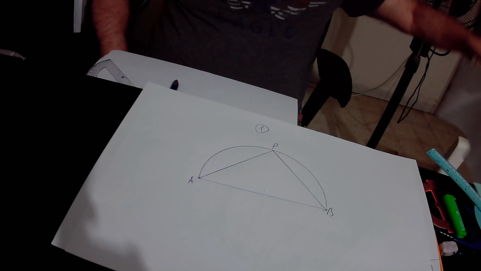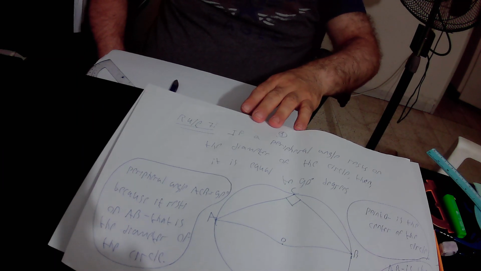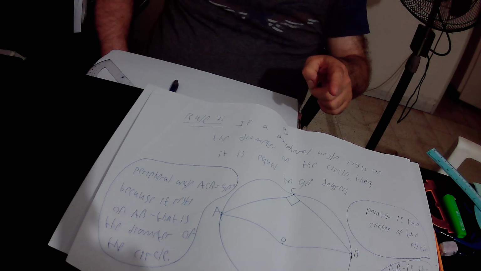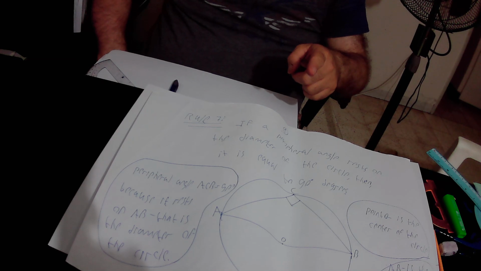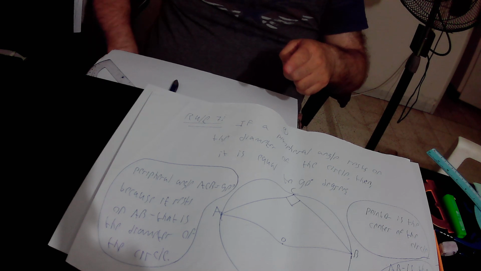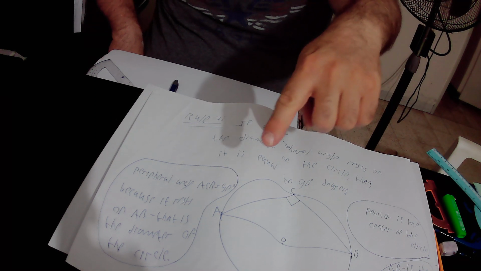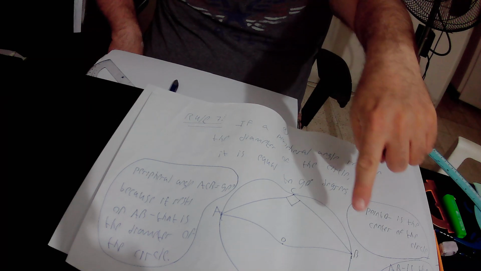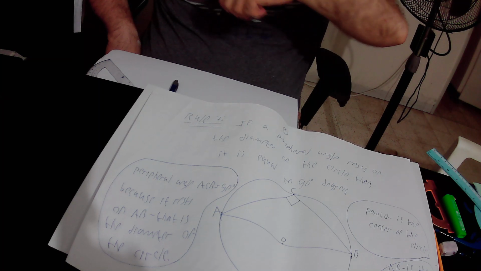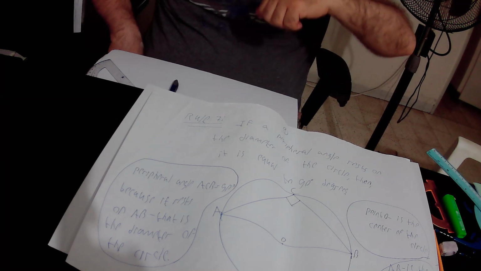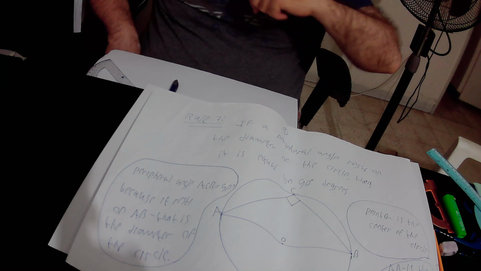So I'll take a quick look at rule 7. According to rule 7, if a peripheral angle is subtended on the diameter of the circle, it equals 90 degrees. Here we have a circle, and inside this circle we have peripheral angle ACB. This peripheral angle ACB is subtended on AB, that is the diameter of the circle, and therefore, according to rule 7, peripheral angle ACB equals 90 degrees in its size.